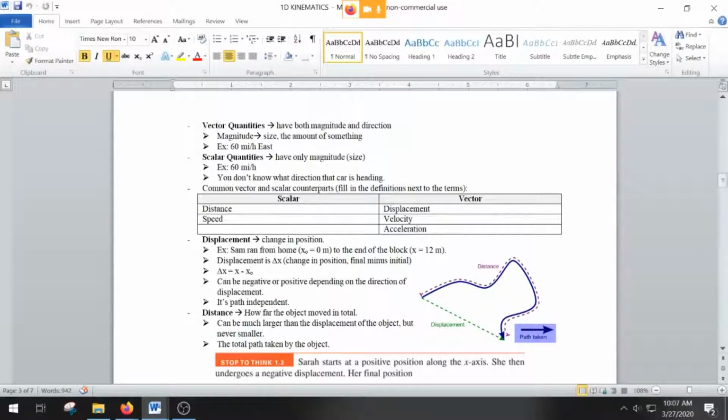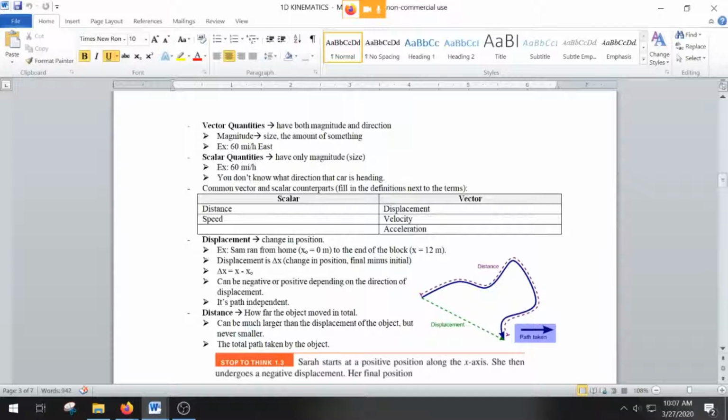You got vector, you got scalar. Your vector quantities, those are quantities that have both magnitude and direction. So a good example of that would be velocity, right? Velocity is the object is moving 10 meters per second to the right, right? It gives you a size, it gives you direction.